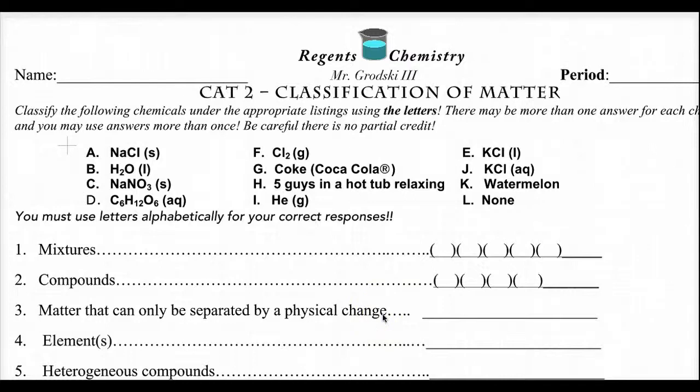This is a review of Cat 2, the Comprehensive Assessment Test or quiz on the classification of matter. It's basically a dry run before our DOG, our diagnostic observational grade, which is the test coming up very soon. So let's go over this quiz to see where you went astray, and I'm going to walk you through this from the beginning.